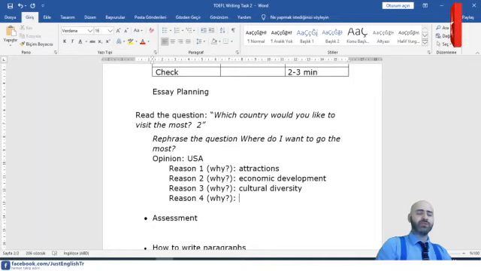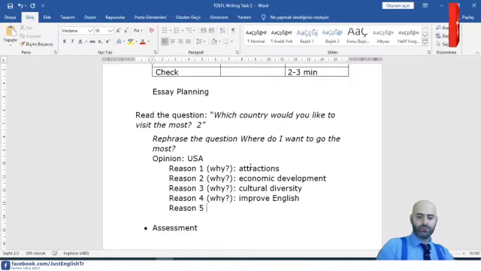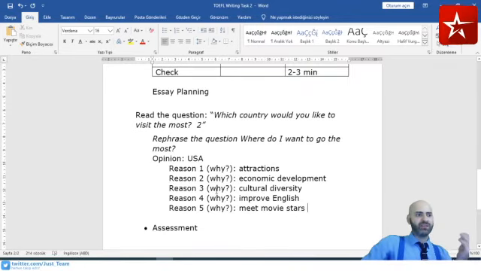Or Eren also has a good idea, to improve English. Okay. So you need to do this kind of planning before you start writing. Then you need to select 3 best reasons. Now, what do I mean with the best reasons? Which one is the best? How can we decide? Which factors do you need to think about?